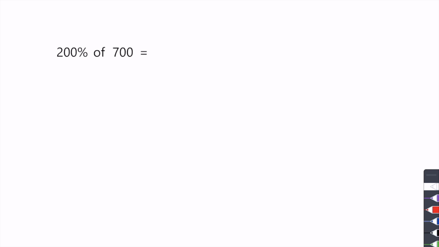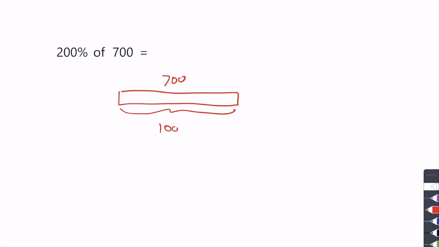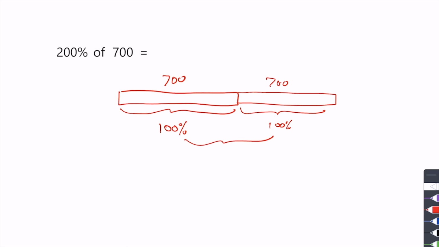Here we have 200% of 700. Well, if we have 700 represented by this bar, we know that the full amount is 100%. The only way we can get 200% is if we had another lot of 700 here, and another lot of 100%, which then gives us 200%. Therefore, 700 plus 700 is 1400.